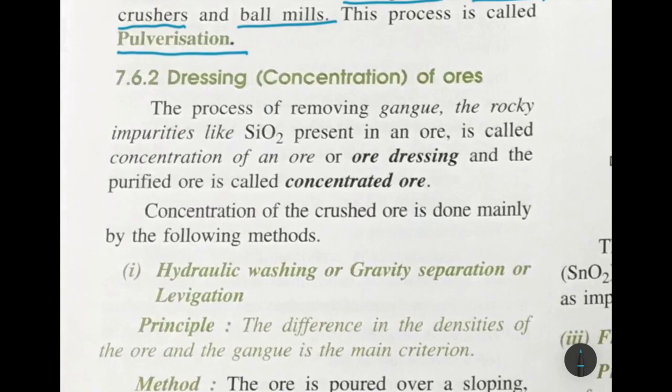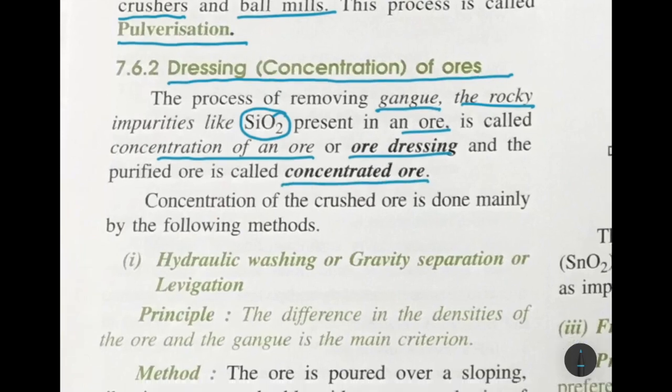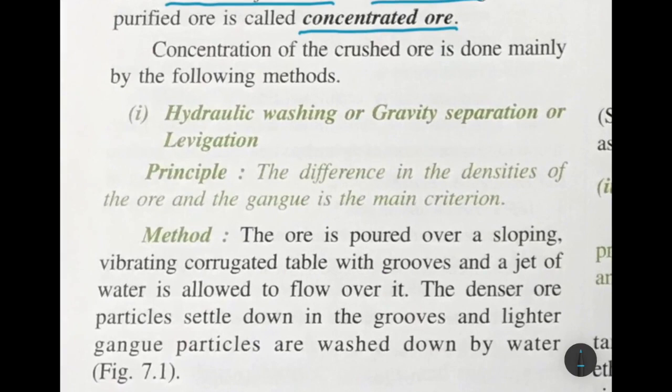Okay, next is the dressing and concentration of ores. So you know this process removes the gangue. If you remember, gangue is the earthly impurities, the rocky impurities like silicon dioxide which is present in the ore. Okay, so this process is known as concentration of an ore or ore dressing, and the pure ore that we get which does not have gangue, the earthly impurities, is known as concentrated ore.